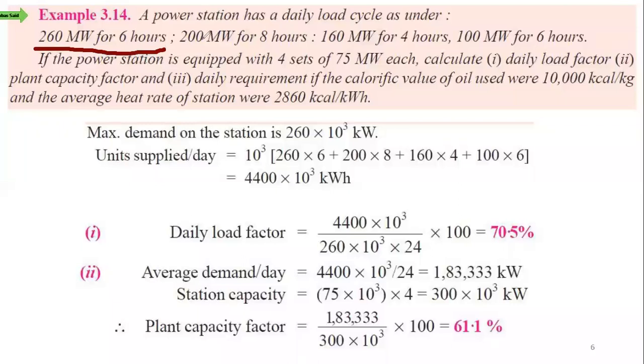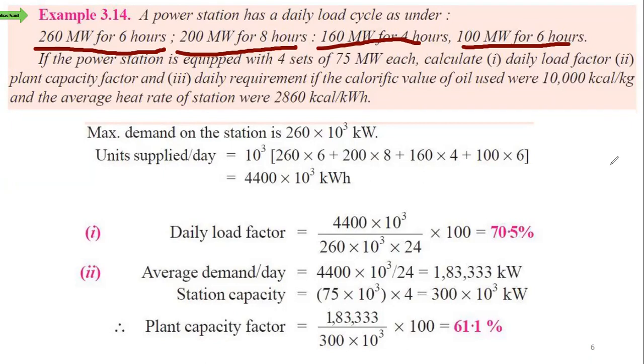Then 200 megawatt for 8 hours, 160 megawatt for 4 hours, and 100 megawatt for 6 hours. So totally we can say that is 24 hours. These are the amounts the power station produces.